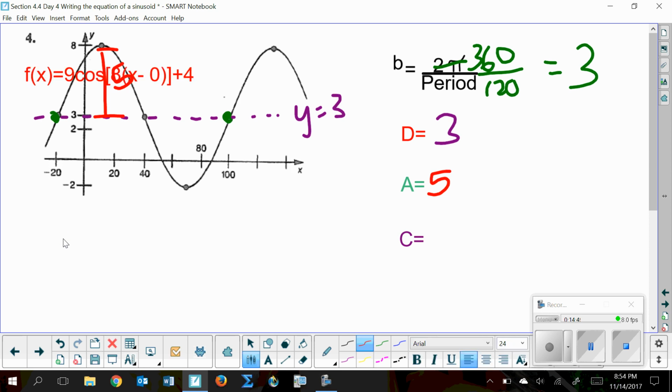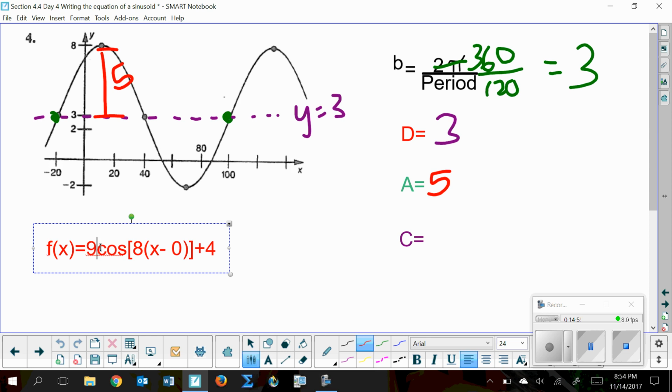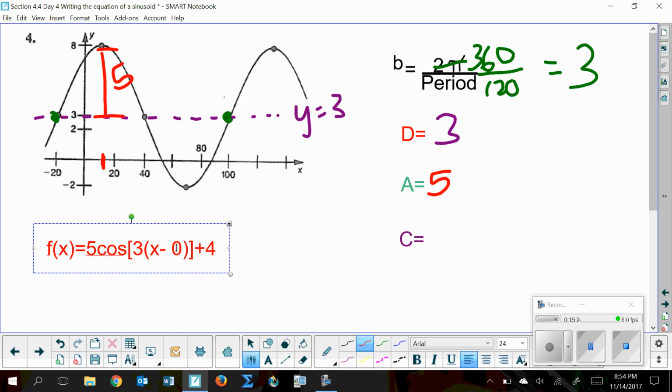So on here, our equation would be f of x equals, and I'm going to start at the very top there. So I'm going to have a 5 cosine. Oops, I already hit cosine there. My b value is 3. It got shifted to the right there. It's actually 10. And this looks like right here it's at 10. We can talk about how we found that in a second. And then our d value is 3.